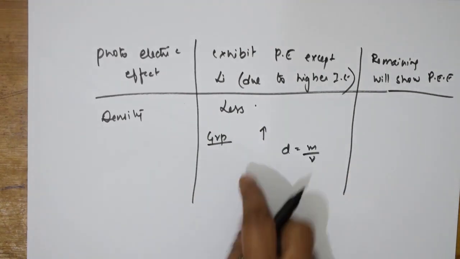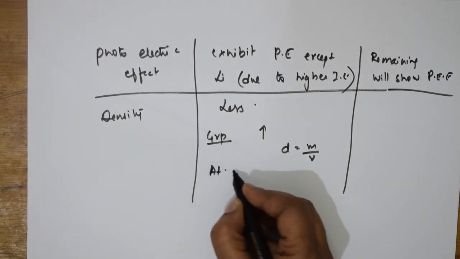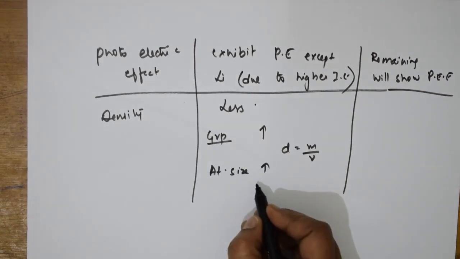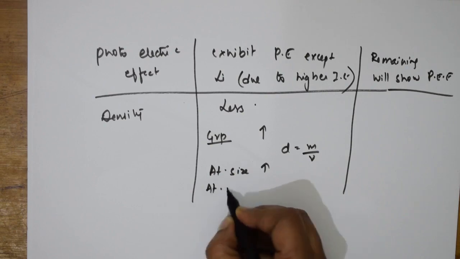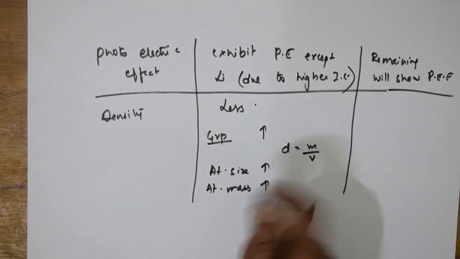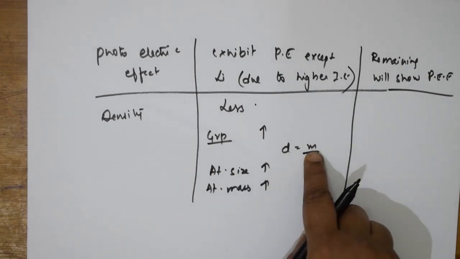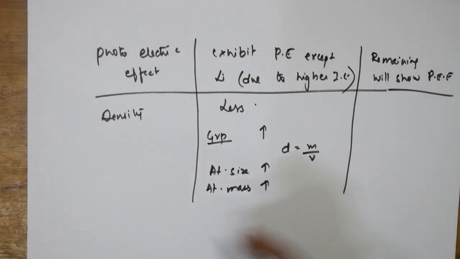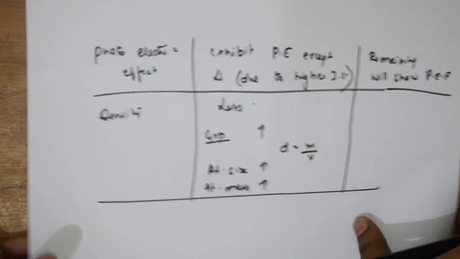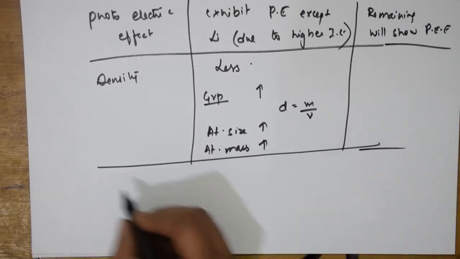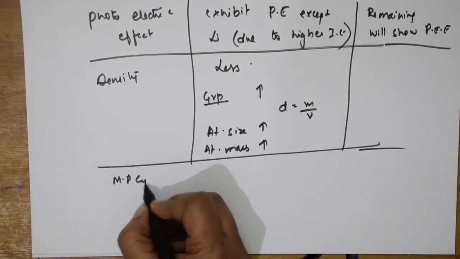So what is happening down the group? Atomic size is increasing. When the atomic size is increasing, what will happen to the atomic mass? Atomic mass also increases. When atomic mass increases, density also increases. Simple as that.